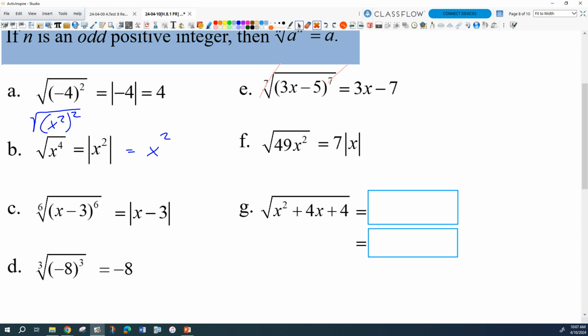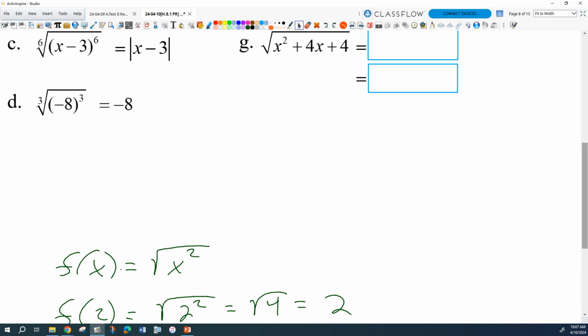Right? Even root of an even power. Okay. How about this one? Wait, you can factor it inside. I'd have to factor it. Good. Now, I couldn't do anything else otherwise, could I?